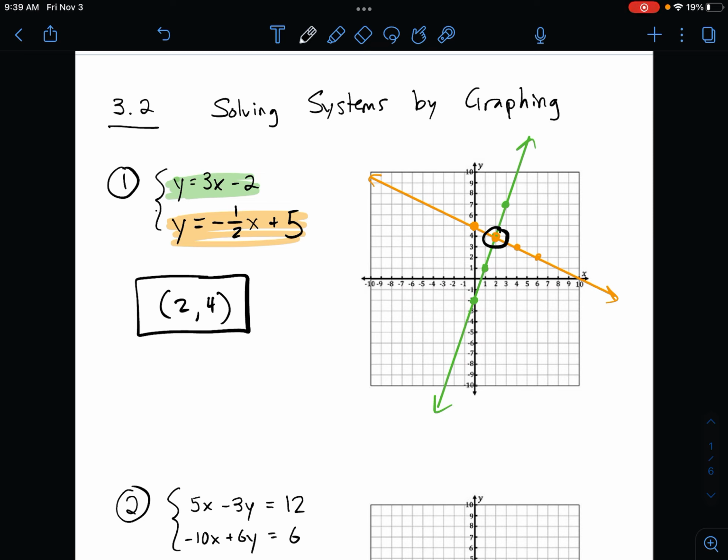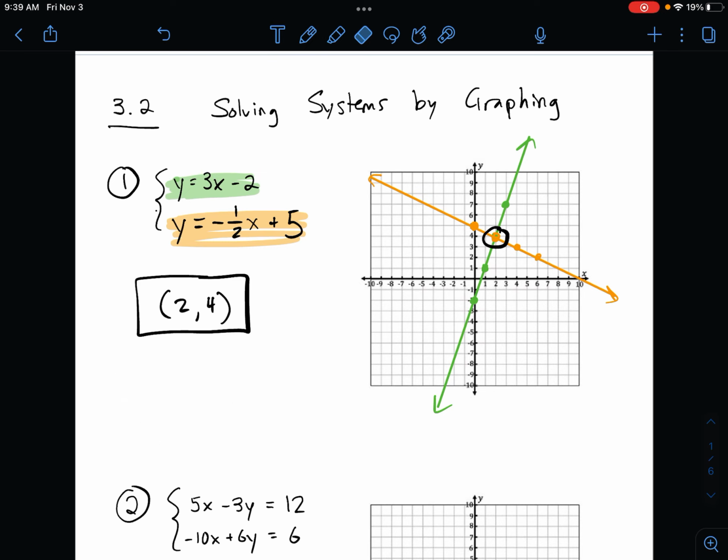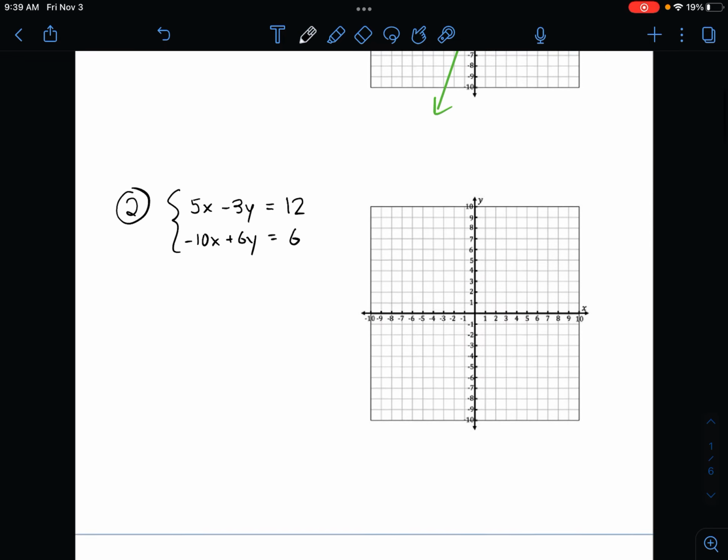All right. So we know that 2, 4 is the solution because it's where they intersect. And again, we also know that if I plugged in 2 for x and 4 for y, I would get a true statement. Let's just try it out. If we plug in a 4 for y and a 2 for x, this gives me 4 equals 6 minus 2. And we know that 4 does equal 4. If I plugged it into the orange one as well, we would also get a true statement. The nice thing about graphing, though, is that all you have to do is draw these two lines and then see where they meet on the graph.